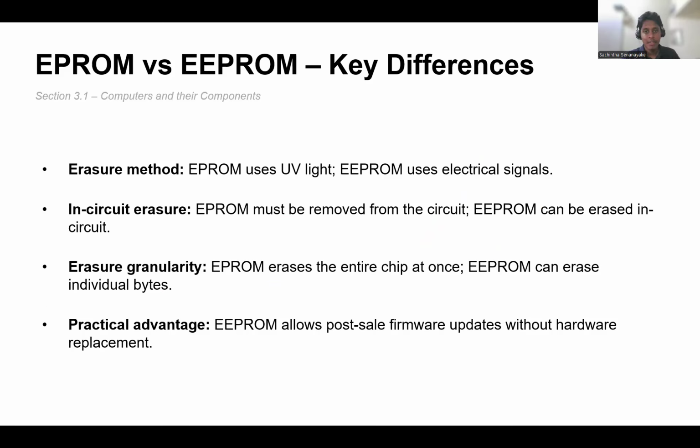So just to go over some key differences between EPROM and EEPROM. The first difference is the erasure method, where EEPROM uses electrical signals, whereas EPROM uses UV light. Then, in terms of erasure, EPROM must be removed from the circuit to erase it, where you shine UV light at it, whereas EEPROM can be erased in the circuit itself through electricity. Next up, erasure granularity, that is, EEPROM can be erased individually, byte by byte, whereas EPROM can only be erased at once. Everything has to be deleted altogether. Then the practical advantage is that EEPROM allows for firmware updates after the ROM chip has been sold to consumers without having to replace the hardware.